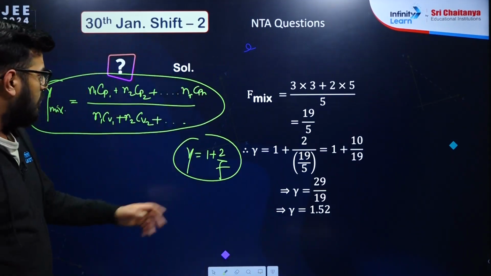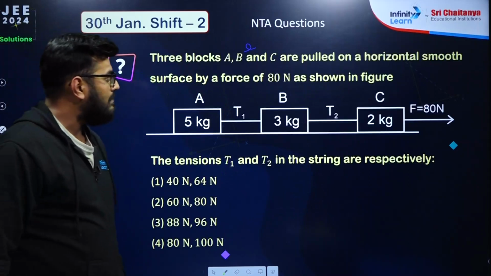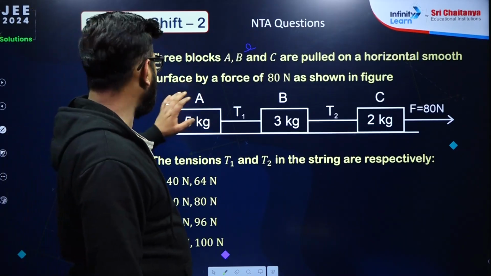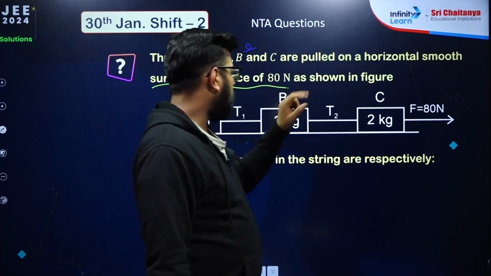So the correct answer over here is option number 3, based on the calculation, 1.52. Moving ahead to the next question: there are 3 blocks A, B and C, and they are pulled on a horizontal smooth surface by a force of 80 Newton.